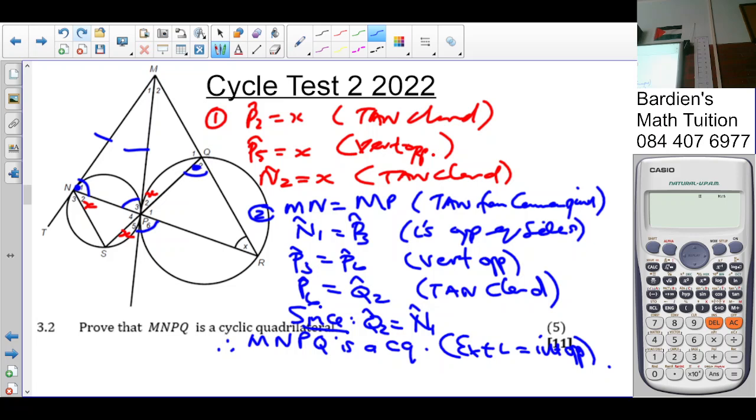What I got from more than three students was that they say angle R is equal to angle S. And guess what the reason is? Angles in the same segment? How can that be? Isn't it different circles? How is it possible?